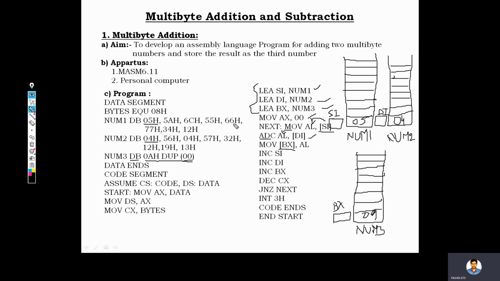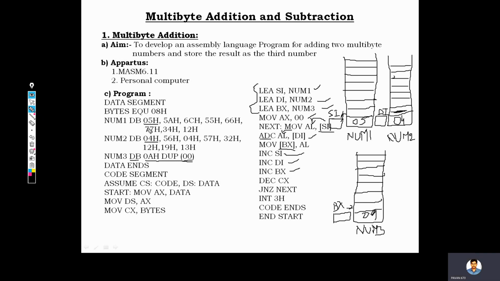Still, how many values are left? 7 values are left. Okay. So before going further, before going for the next value, SI has to be incremented. Since this value got referred and the operation is completed, now SI has to move to the next location. DI also has to now refer to this location, that's why increment DI. And BX also has to store the result in the next location, so BX will also get incremented.